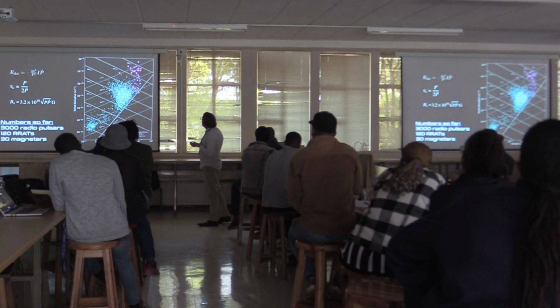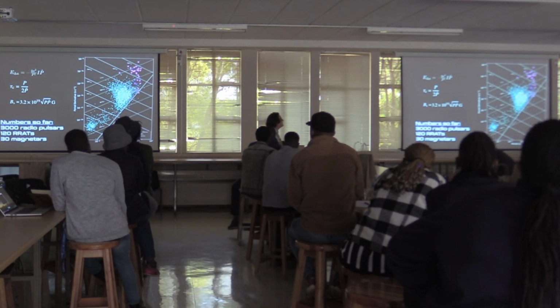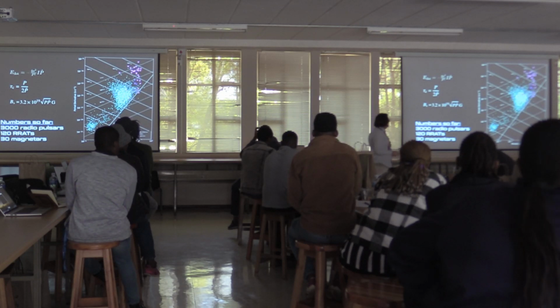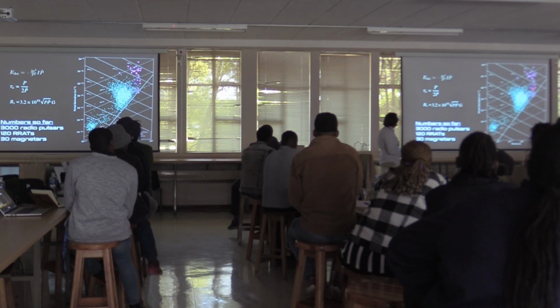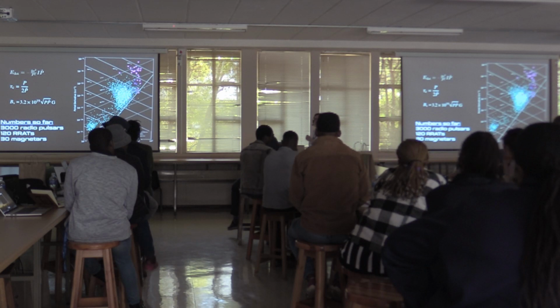Up at the top right, you get magnetars, which are especially magnetic pulsars whose exact origin and characteristics are still debated. You also get a population of RRATs, rotating radio transients, with blue triangles, and these are intermittent pulsars, so they don't emit the pulse from every rotation of the neutron star.